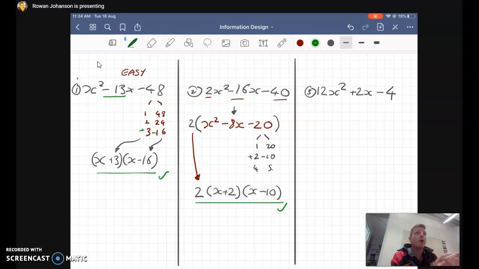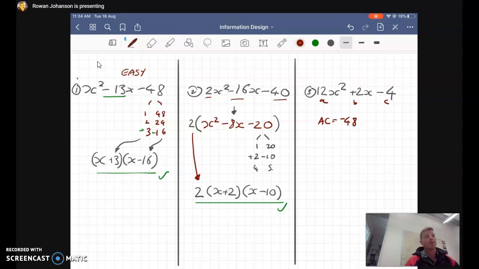Now moving to this far right one, this looks like a hard one, and that's exactly what you want, because if you can get this and we can solve it, we can get a straight merit. So let's make sure we follow our process. The first thing we're going to do is identify we have an a, a b, and a c. a is 12, b is positive 2, and c is negative 4. So our ac is equal to 12 times negative 4, which is negative 48.